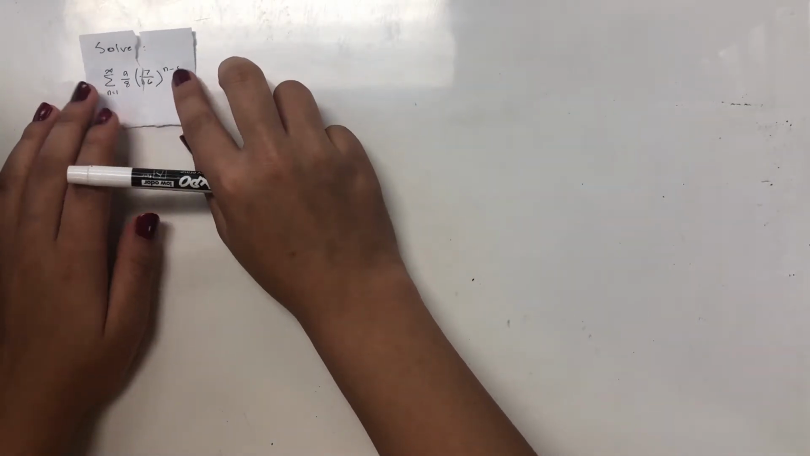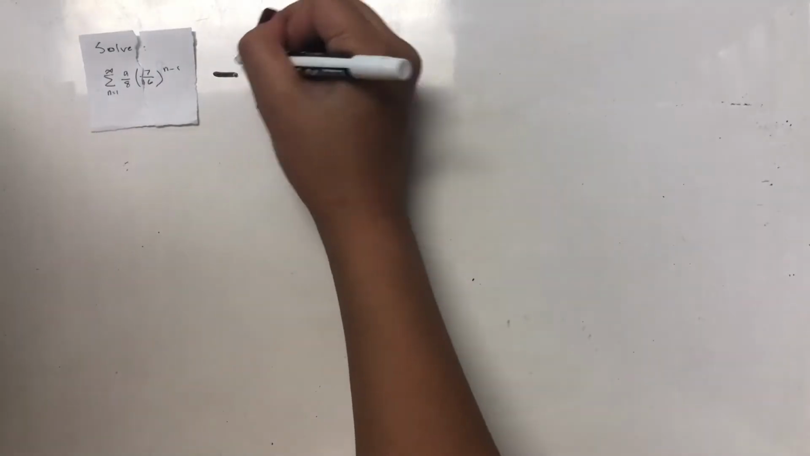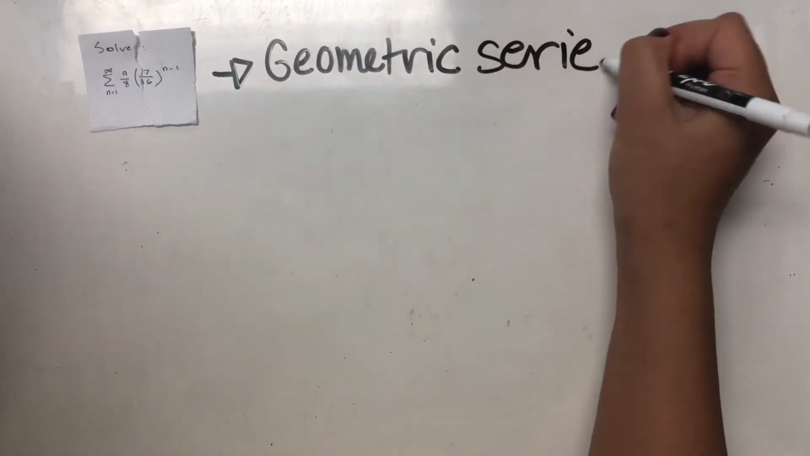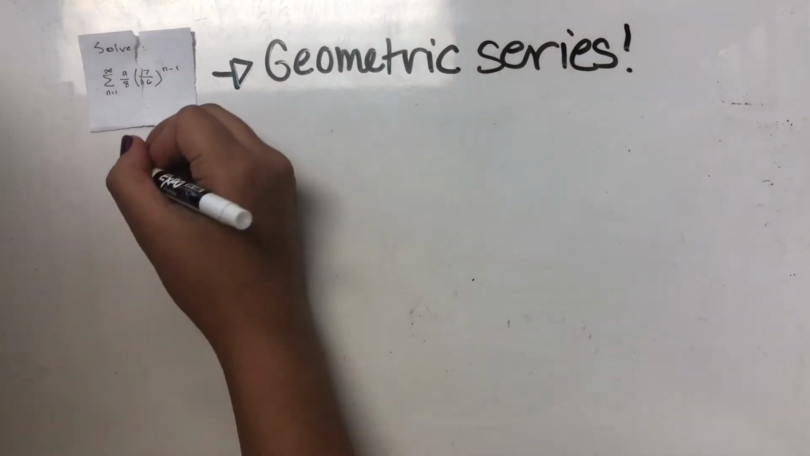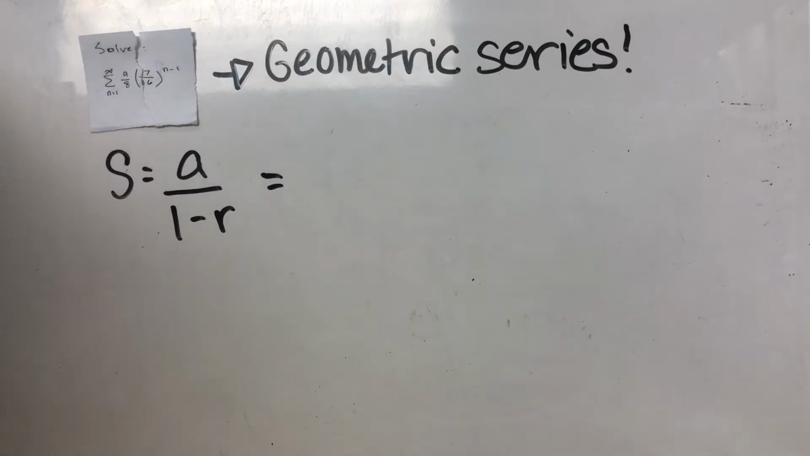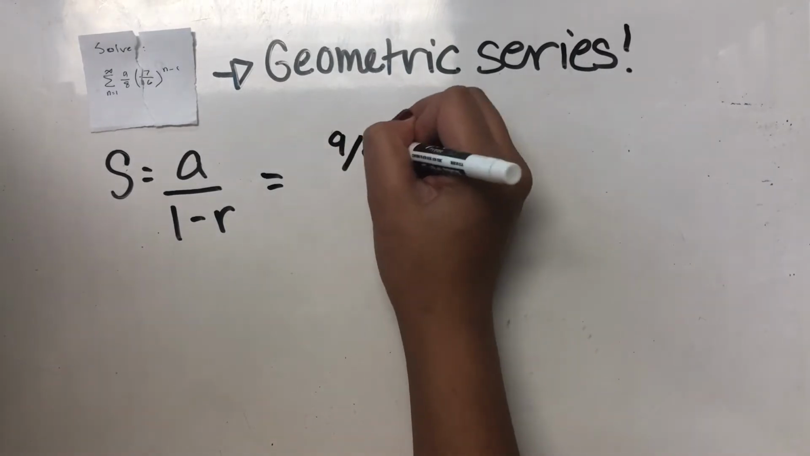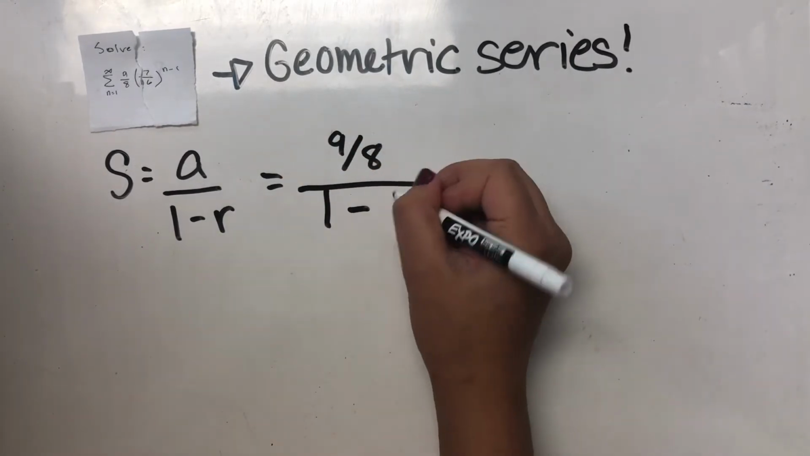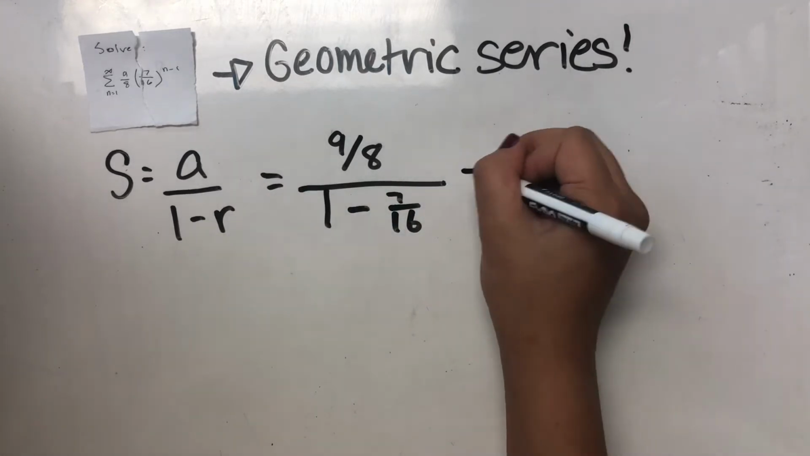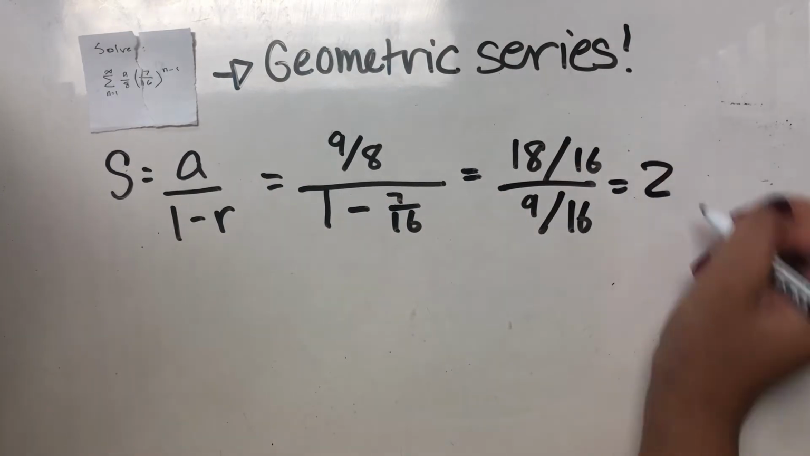To find the sum, we have to first identify what kind of series this is. By looking at it, we can tell it's a convergent geometric series, so the sum can be given by a over 1 minus r. A is 9/8 in this case, because after plugging in the first n value, that's what we get as the first term. R is 7 over 16. Simplify this and you get 2.